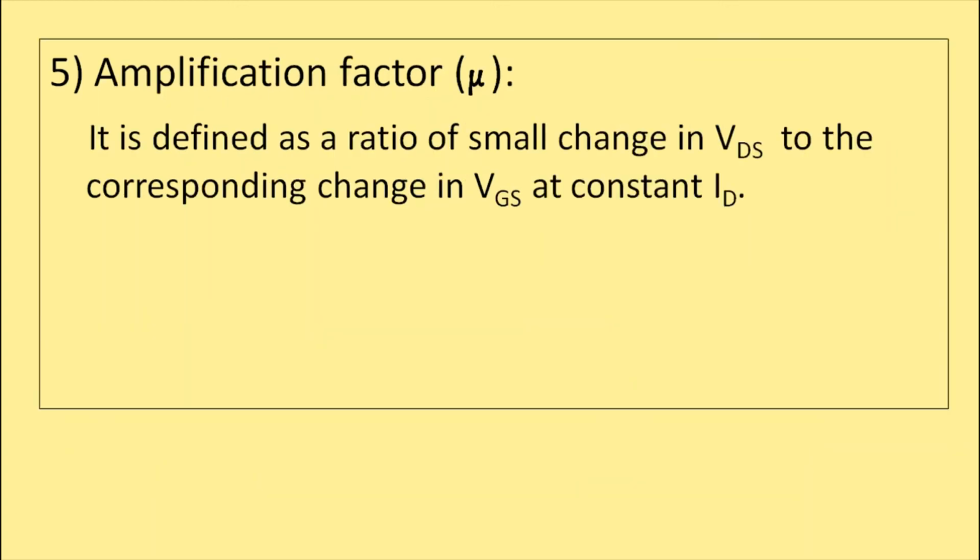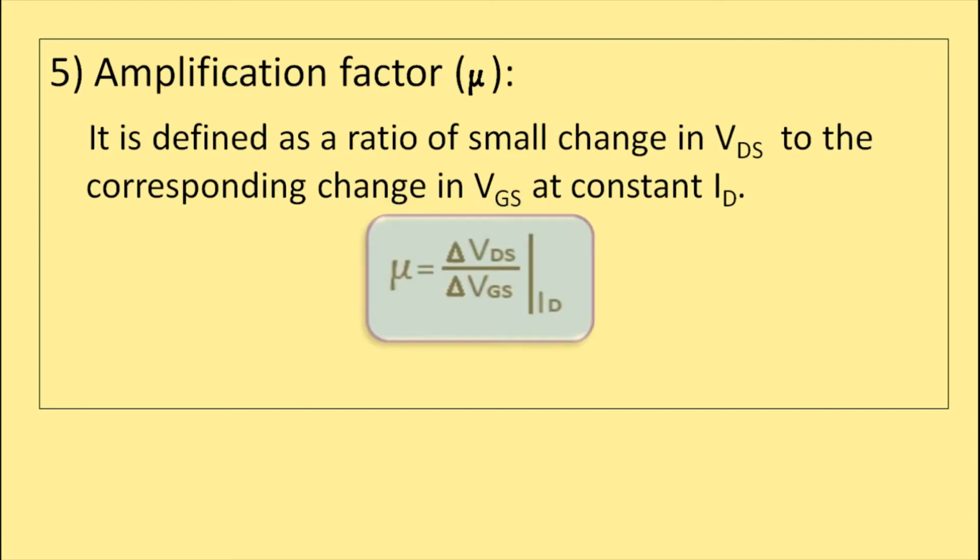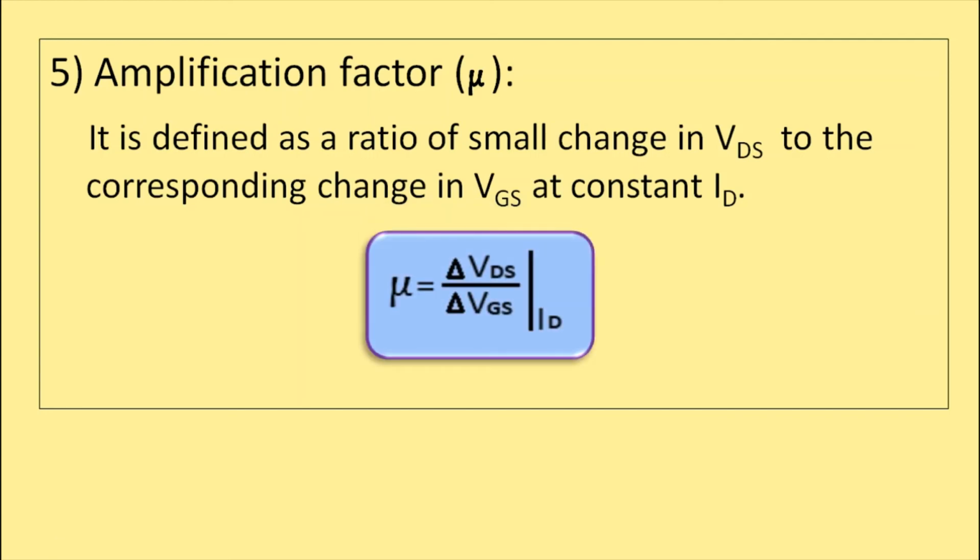Moving on to the last parameter, that is amplification factor, represented by mu. It is defined as the ratio of small change in the drain to source voltage to the corresponding change in the gate to source voltage for a constant value of ID, represented as mu is equal to delta VDS by delta VGS at constant ID. Now students, can you tell me what is the unit of this?